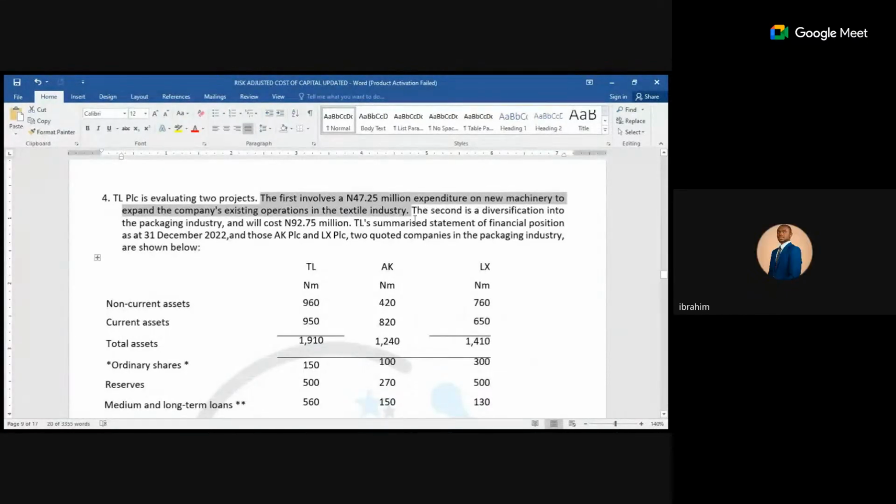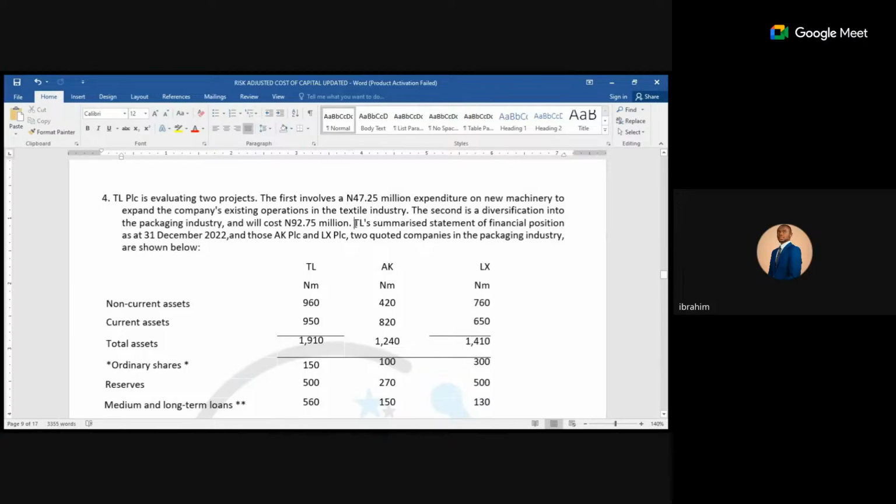Okay. Now, the second is a diversification into the packaging industry. Now, this is the one that you will say, oh, this is diversification. And it costs what? 92.75 million. That is the second project. This is for diversification. And they want to evaluate the 2 projects, the expansion as well as the diversification. The first one will cost this, the second one will cost this.